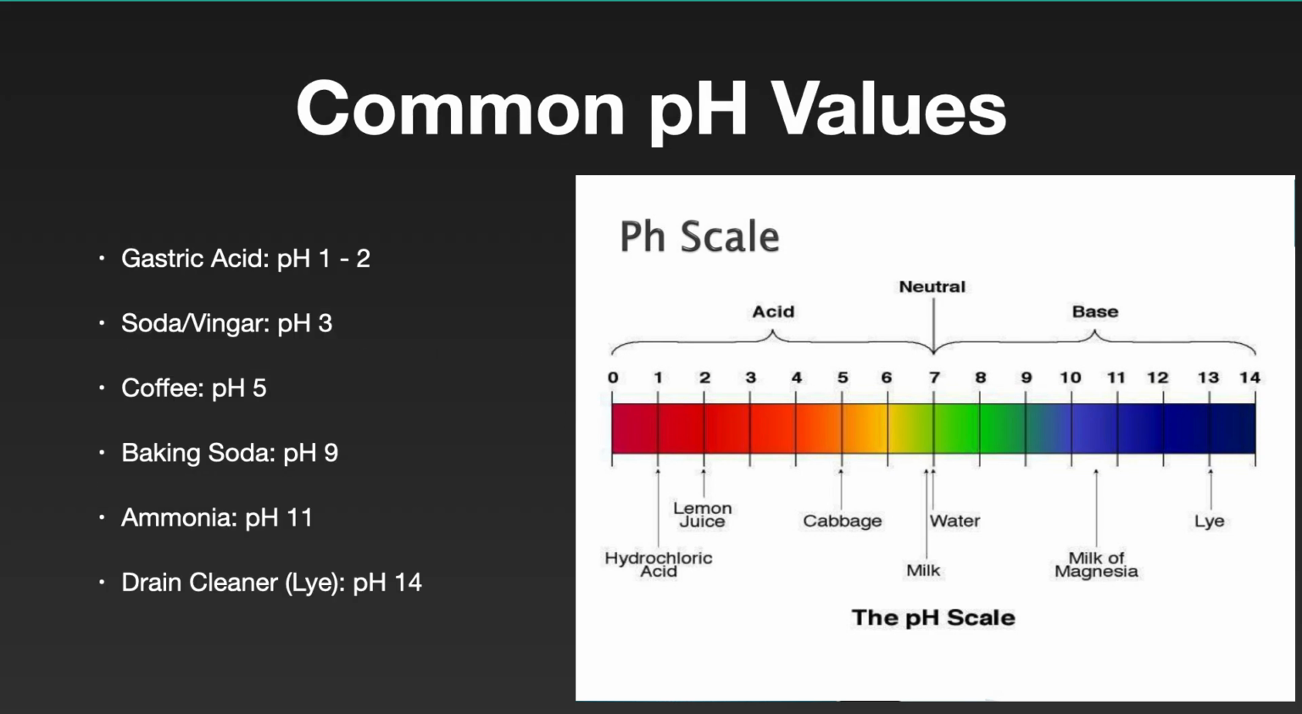To give you some perspective, your stomach's gastric acid is very acidic, with a pH around 1 or 2. Sodas and vinegars usually sit around pH 3. Moving to the basic side, common household ammonia is around pH 11, and heavy-duty drain cleaners like lye are at the very top of the scale at pH 14.